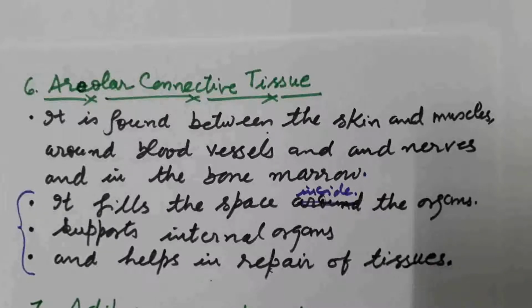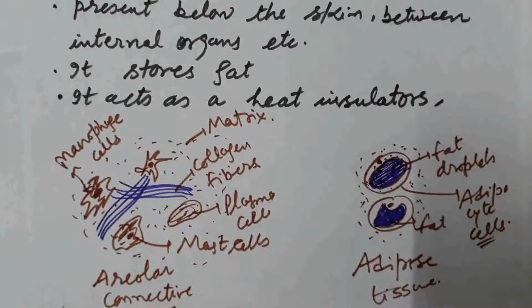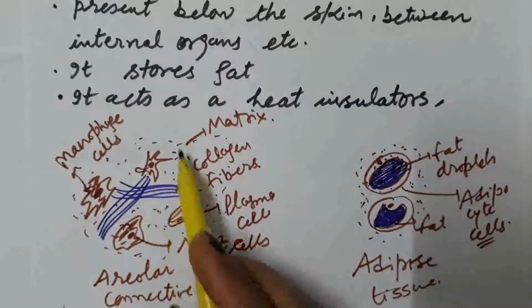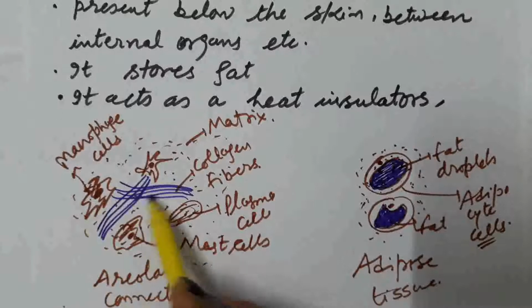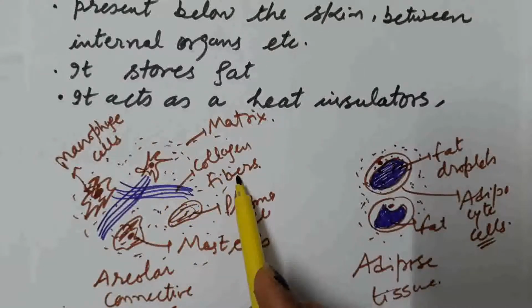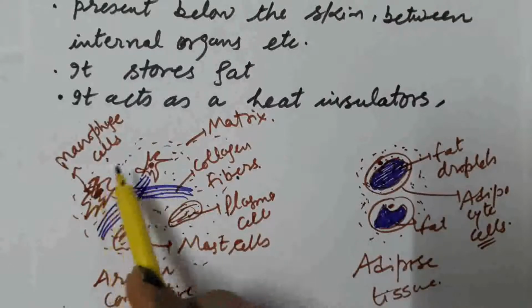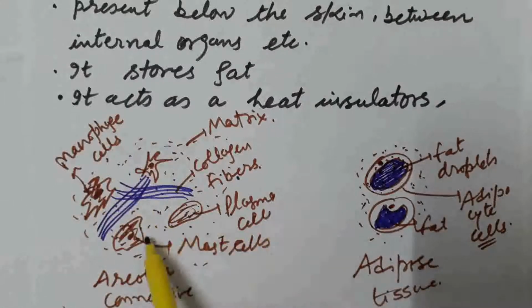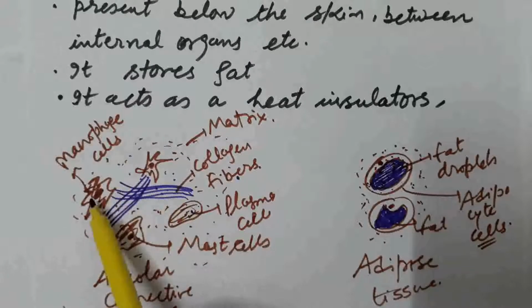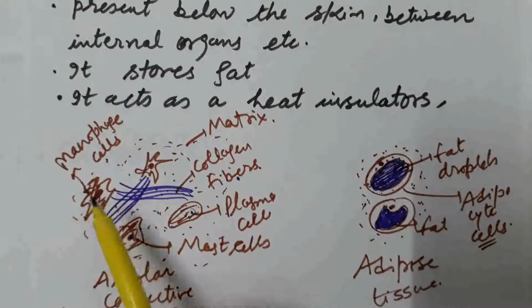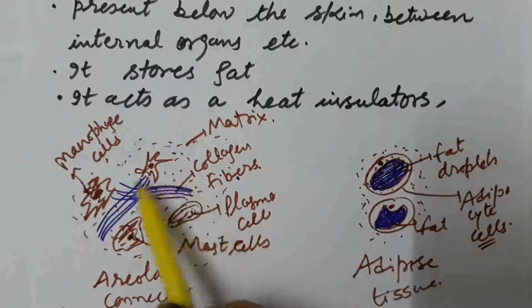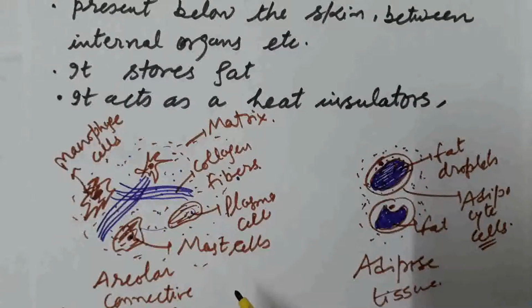Here is the diagram of areolar connective tissue. This is the matrix in which collagen fibers are present. Along with these collagen fibers, there are certain cells present in the matrix of areolar connective tissue. Mast cells, plasma cells and macrophage cells are present in the matrix of the areolar connective tissue.